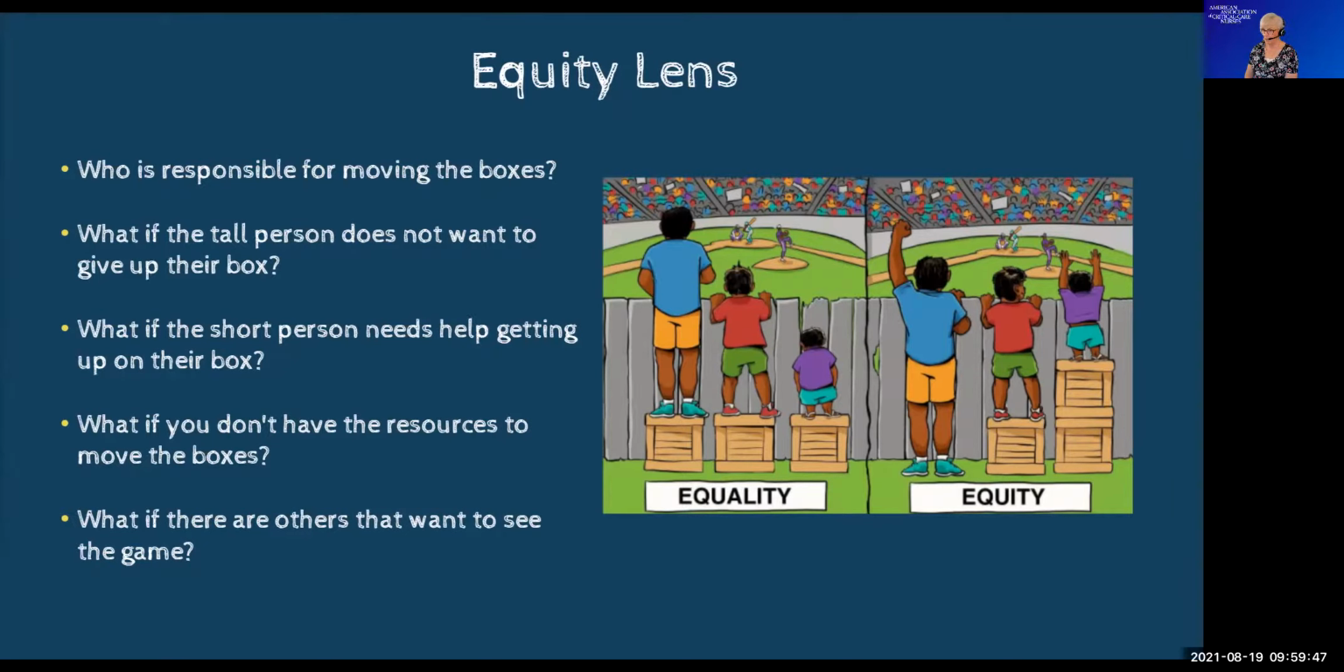we would ask things like, who's responsible for moving those boxes? What if that tall person doesn't want to give up their box? What if the short person needs help getting up on the box? Who's going to help them? What if you don't have the resources to move the boxes? I think that's something we can all relate to these days. And what if there are others who want to see the game and we don't have enough boxes?